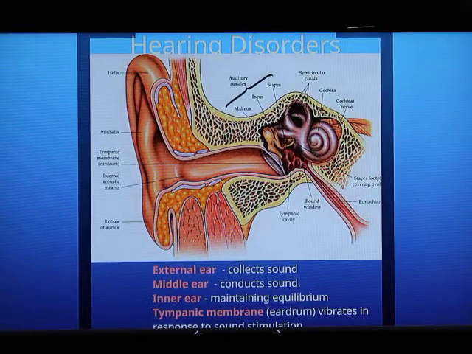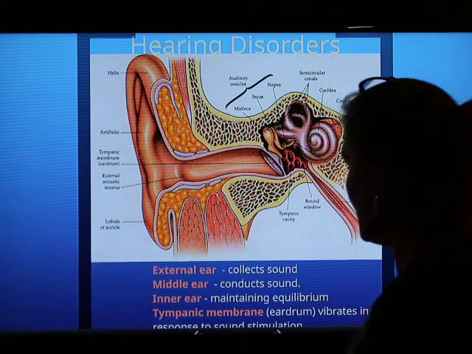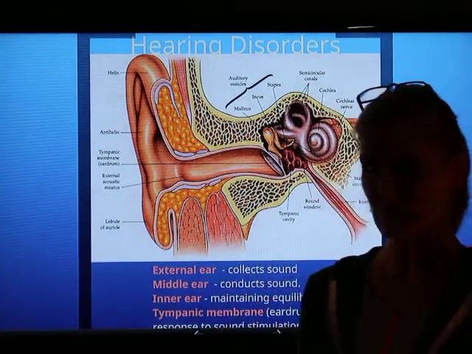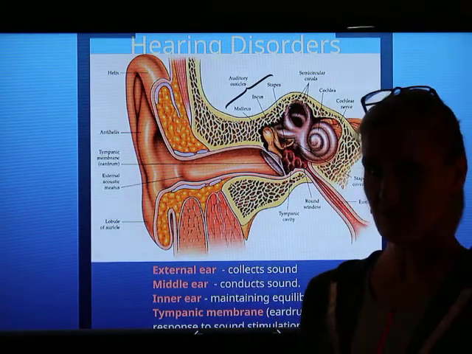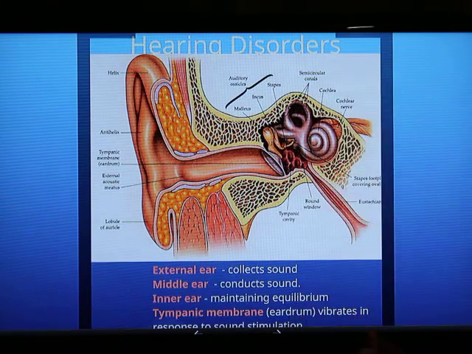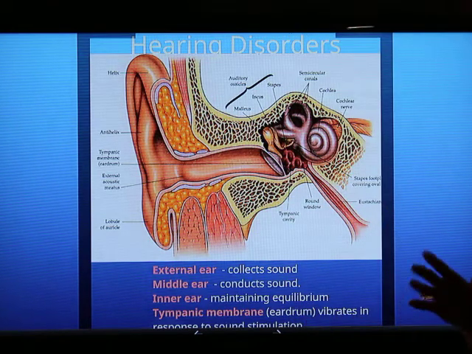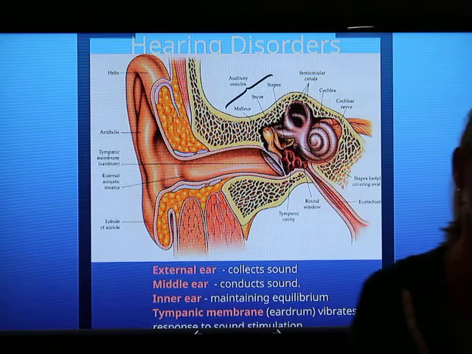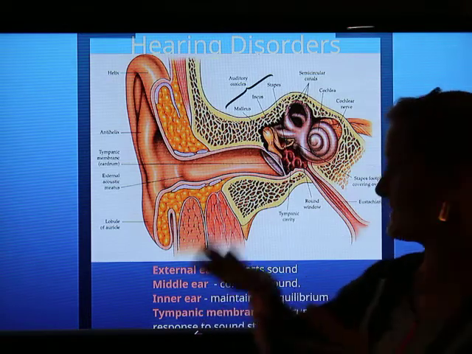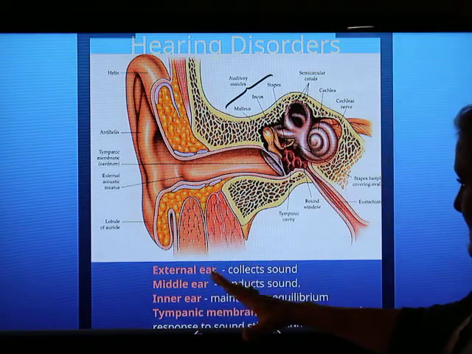Okay, let's start with hearing disorders. And again, there's not a ton of stuff with hearing, so we're just going to focus on the things that you're probably most likely going to see. First of all, you have to remember your auditory anatomy, and this part is a little bit important to remember.